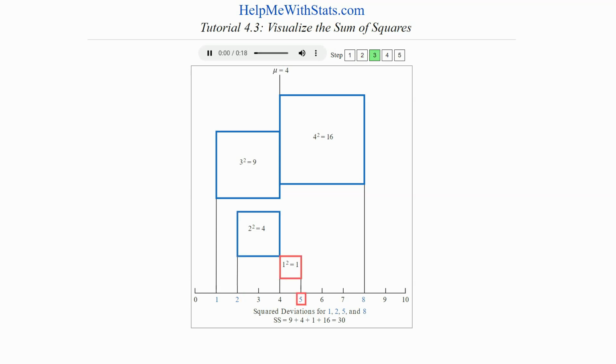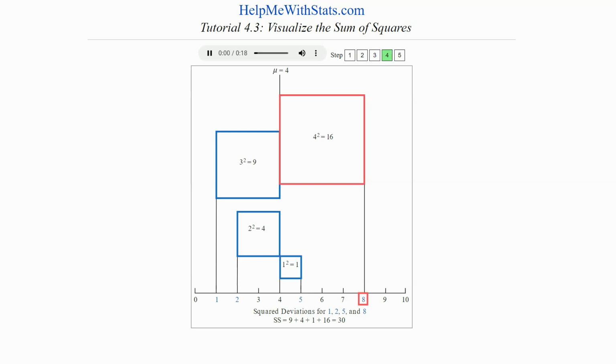The next score is 5. As we can see, the score of 5 is 1 unit away from the mean of 4. The deviation of 1 is then squared, which is indicated by the red square. The area of the red square is 1 unit, because 1 squared equals 1.